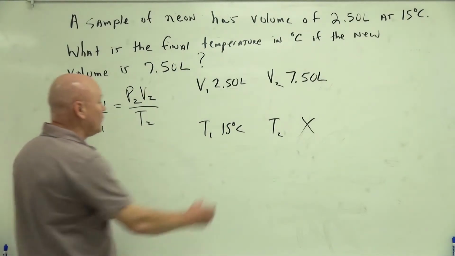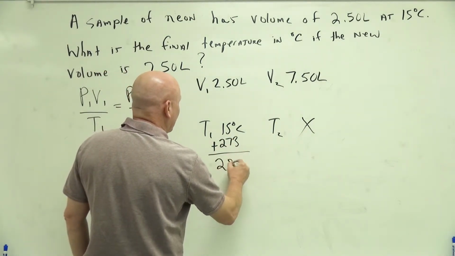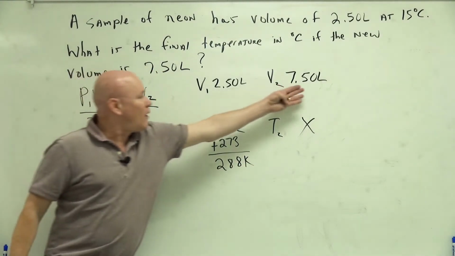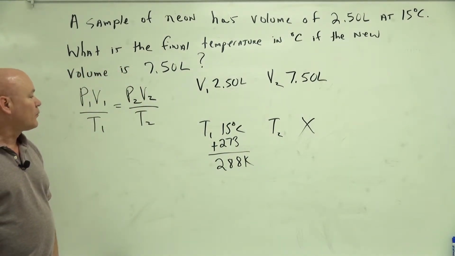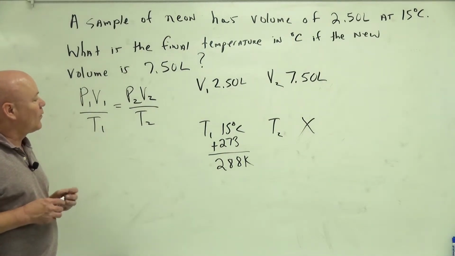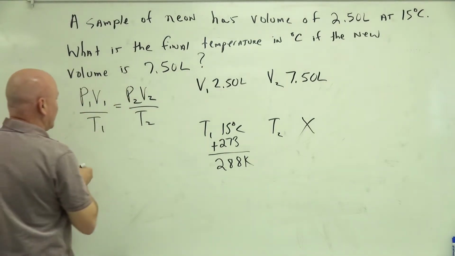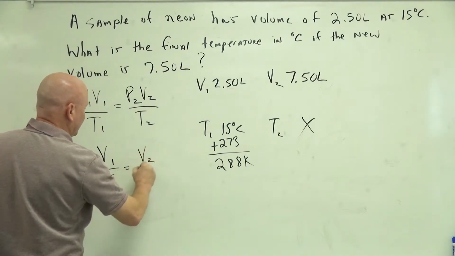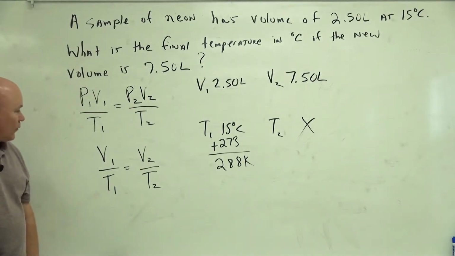So how do we get Kelvin? We add 273, and that is 288 Kelvin. The other units are fine, they're both in liters. Now we want to know what the new temperature is going to be. For the equation, we're going to cover up whatever we're not using. We're not using the pressures. So the equation that we're going to use is V1 over T1 equals V2 over T2.